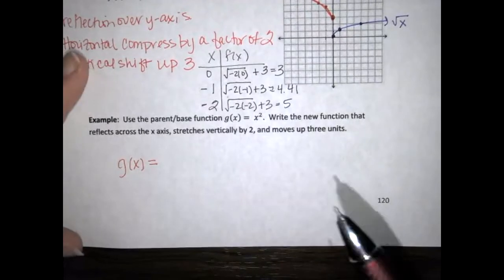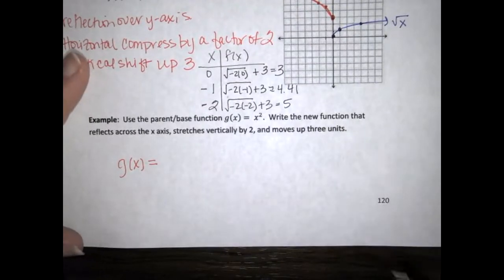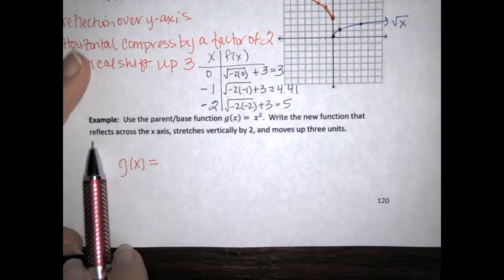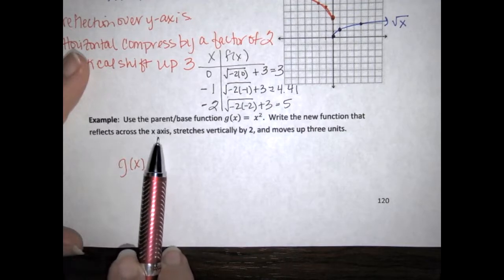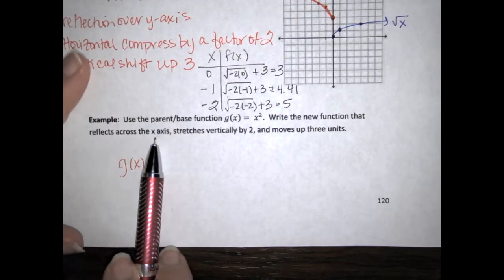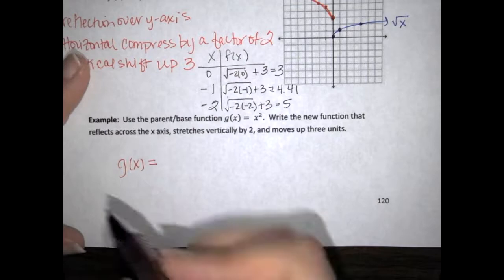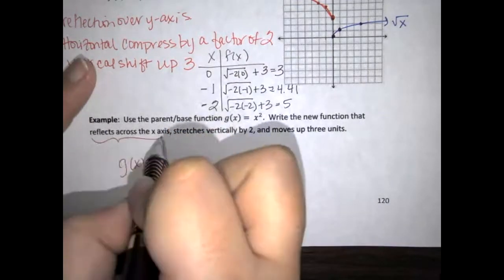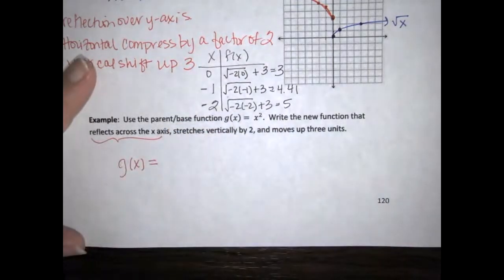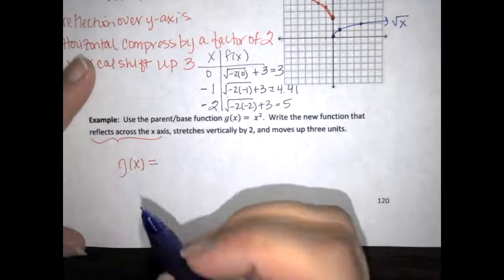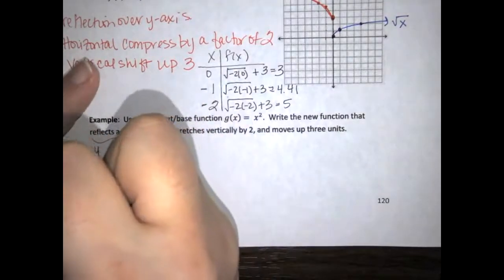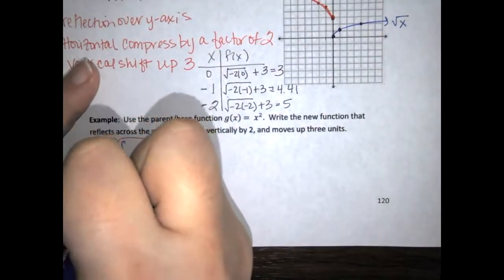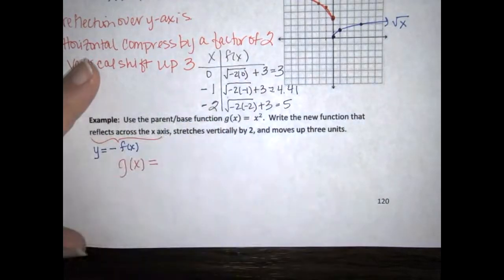So the first thing I would look at is, okay, am I shifting horizontally? Well, no, I'm not. But now I need to look at what am I doing? Well, the first thing I'm doing is I'm reflecting across the x-axis. That is an external shift. So this right here, if you remember, was where we had talked about y equaling negative f of x.